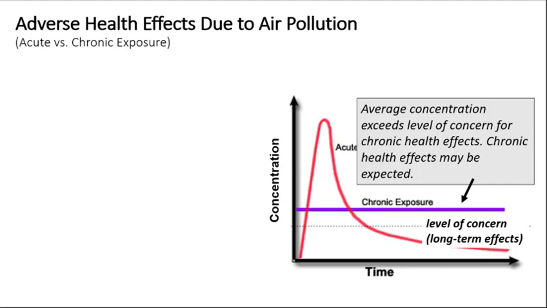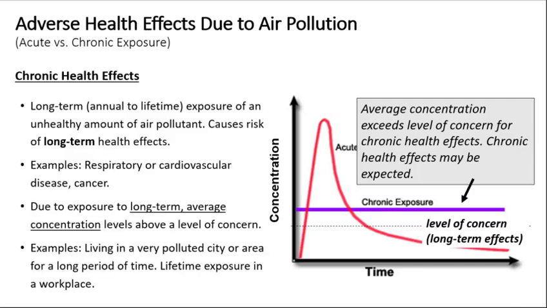With this lead up, we can now make some explicit points about chronic health effects and exposure. First, long-term or lifetime exposure to an unhealthy amount of air pollution leads to the possibility of long-term chronic health effects. Examples of such health effects are respiratory and cardiovascular disease, cancer, or increased risk of premature mortality as a result of these things.